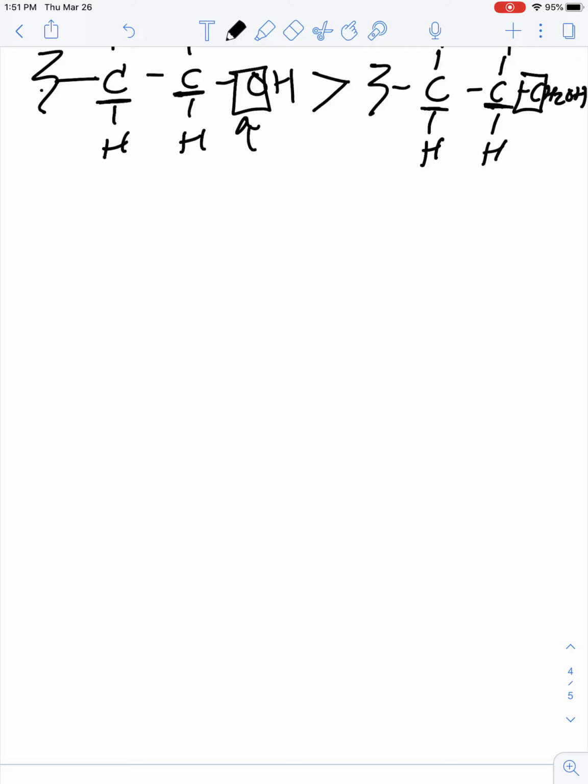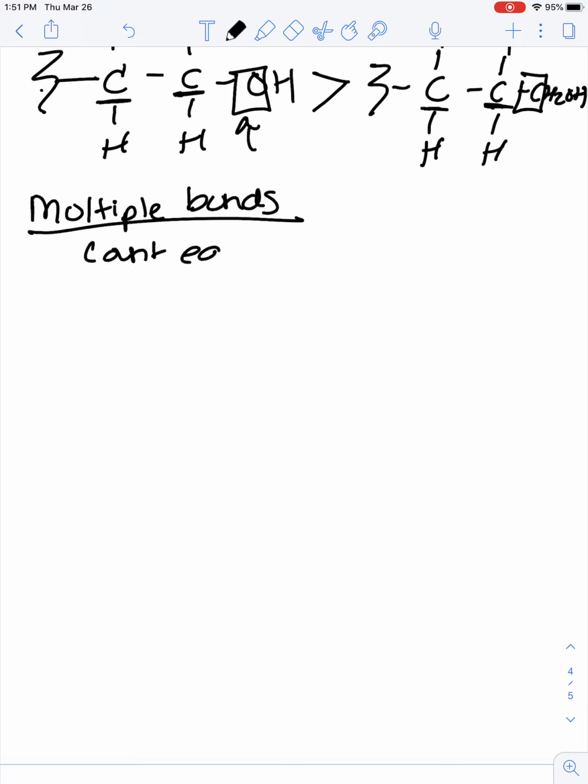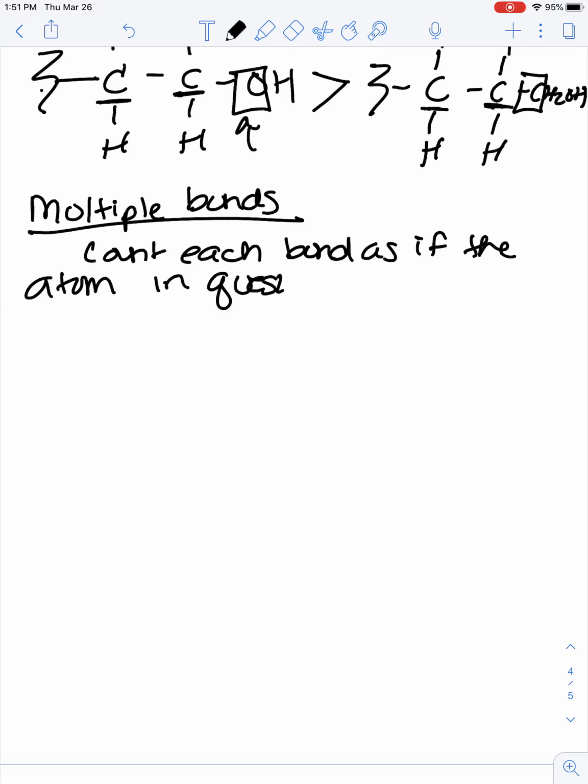Another thing that needs to be mentioned with these rules: if we're looking at multiple bonds, we're going to count each bond as if the atom in question were bonded to separate atoms.